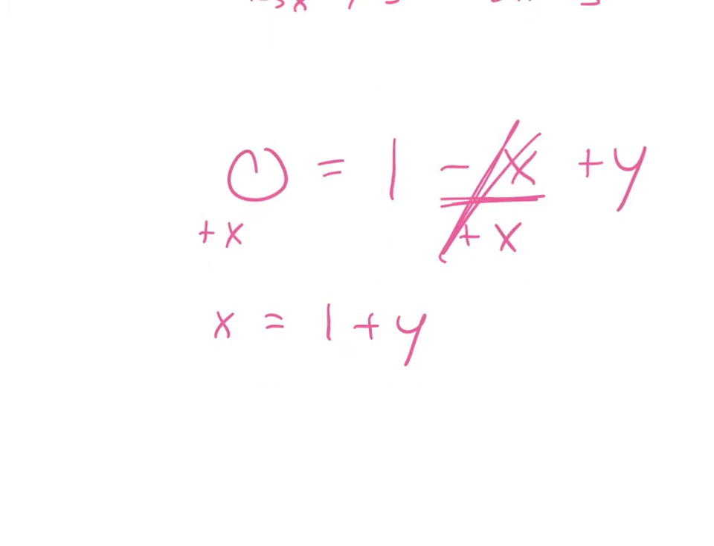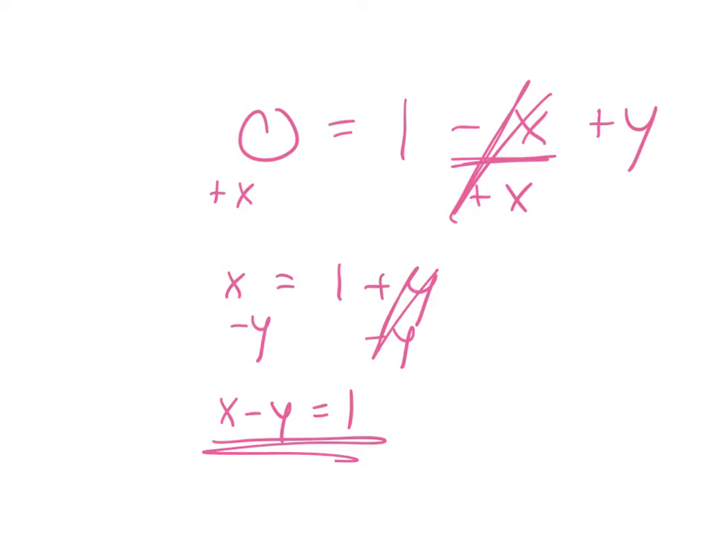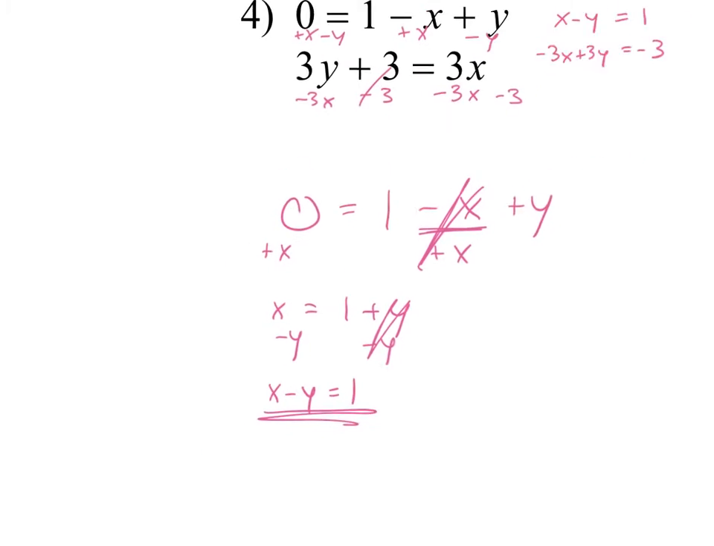So then now I want the y to go to the other side, so I'm going to subtract y from both sides, so it'll cancel out on the right, and I get x minus y is equal to 1. I just want my equation to be in this form. So I just have to do some rearranging. Does that make more sense? Yeah. Okay.